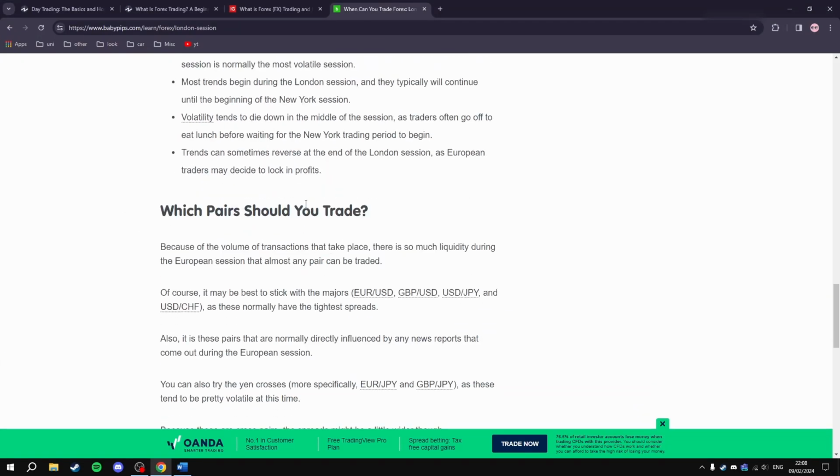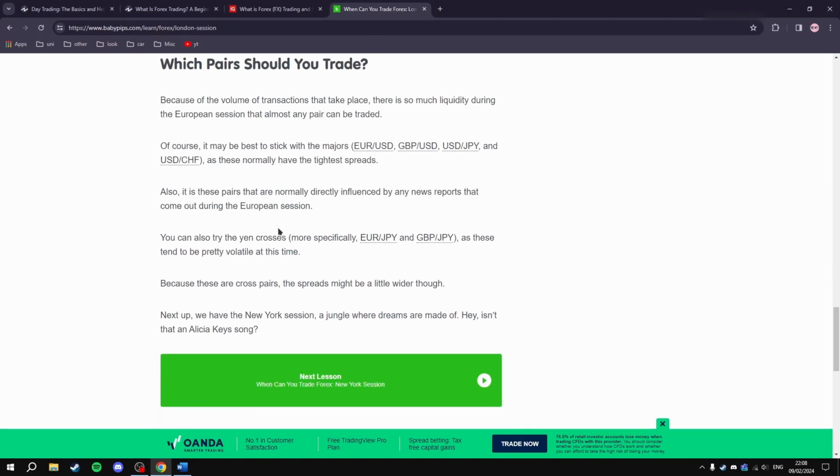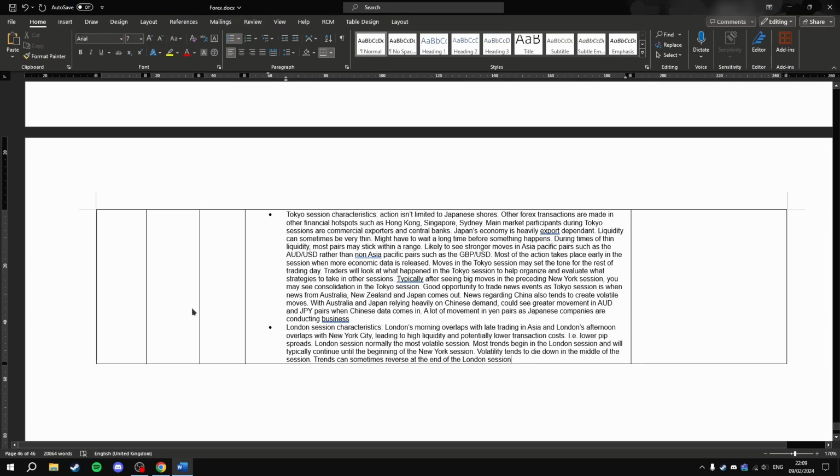Which pairs should you trade? Because of the volume of transactions that take place, there is so much liquidity during the European session that almost any pair can be traded. Of course, it may be best to stick with the majors, as these normally have the tightest spreads.